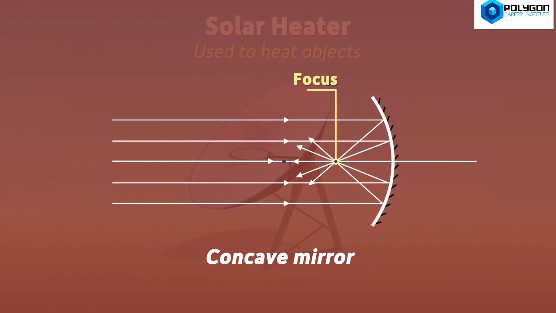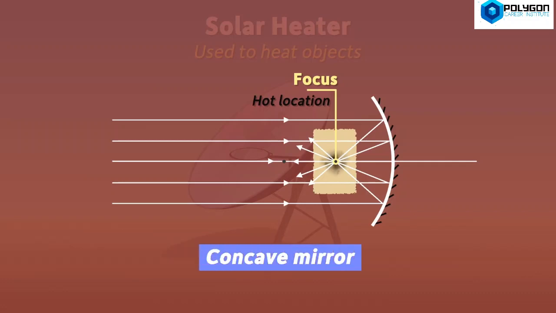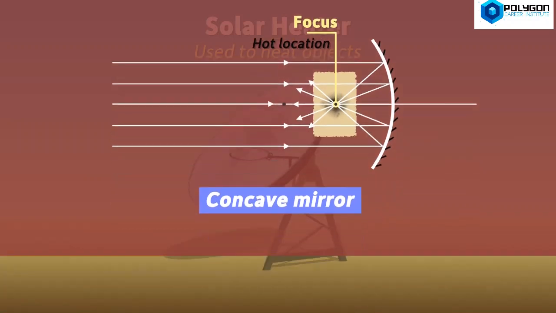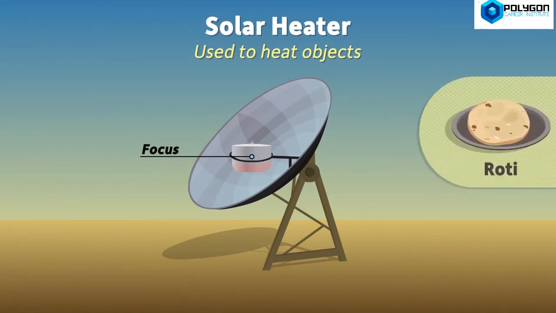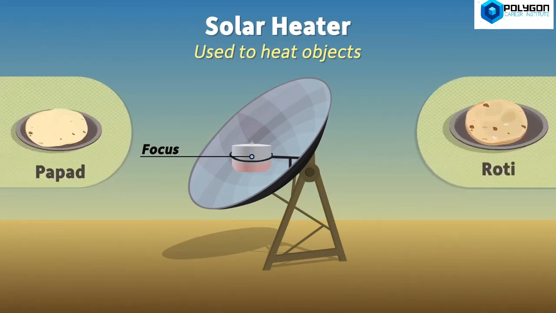This focus is a very hot location in space as all the reflected sun rays are concentrated at this point. If we bring a piece of paper to this point, it will quickly catch fire. Now we can use this property of concave mirrors to cook food or heat up liquids. All we need to do is place the container on this stand, which is present at or near the focus. It will heat up after some time. You can even make a roti or a papad on this.